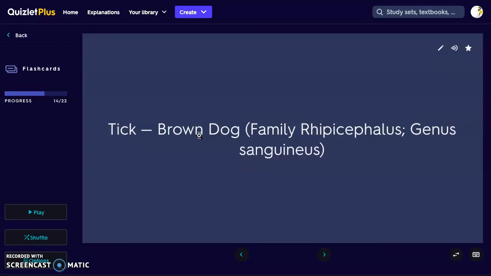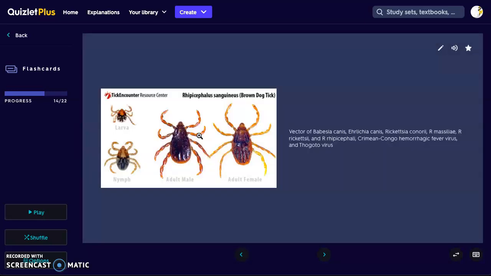Next we have our brown dog tick. This is the family Rhipicephalus, the genus Sanguineus. These are a very big concern because they do carry many diseases. They are a vector for Babesia canis, Ehrlichia canis, Rickettsia conorii, Rickettsia massiliae, Rickettsia rhipicephali, Crimean-Congo hemorrhagic fever virus, and the Tacaribe virus. So definitely a carrier of a lot of different diseases, so you want to be careful of those.